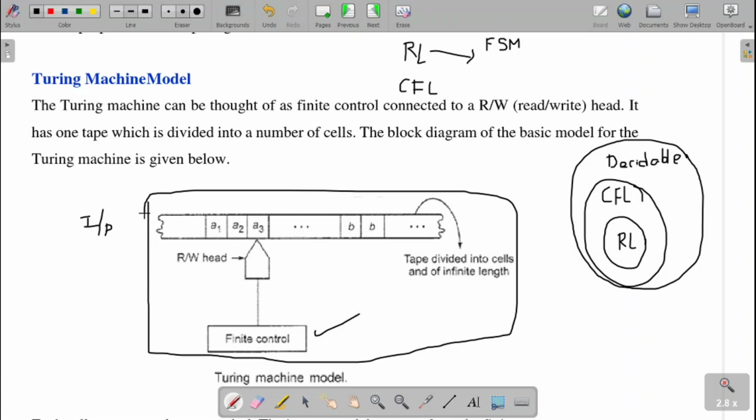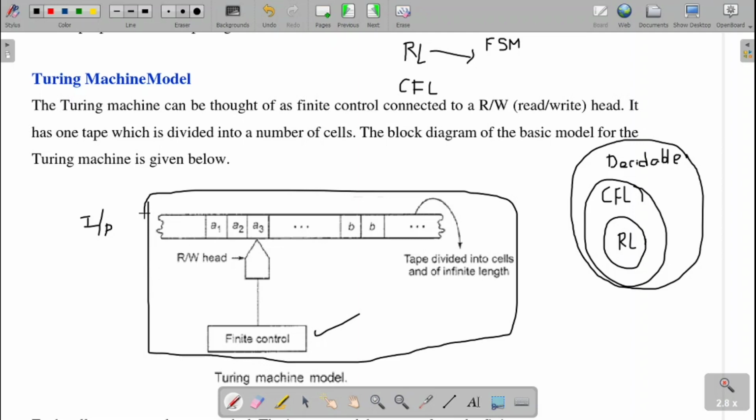Next is our finite control, which is similar to that of your finite state machine, where the transition description can be written. Those transitions are given to the read-write head, wherein both movements are allowed. Either we can move to the right side or to the left side, and we can perform an operation on the input symbol which is below the read-write head. I hope it is clear.